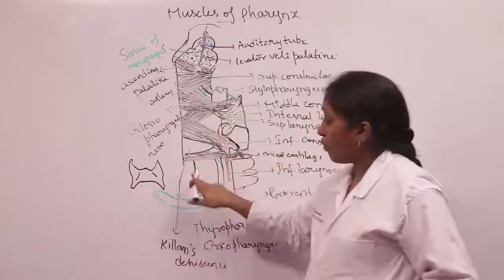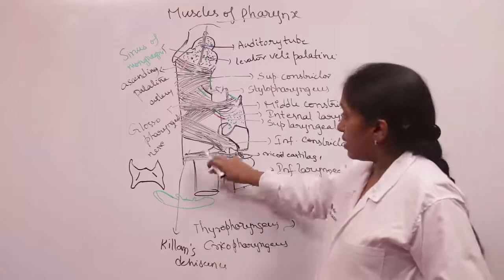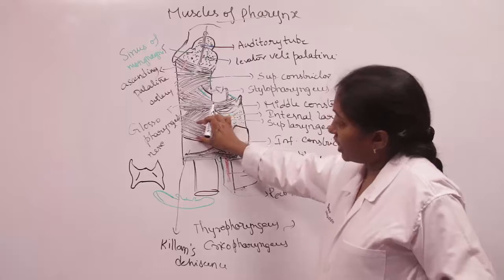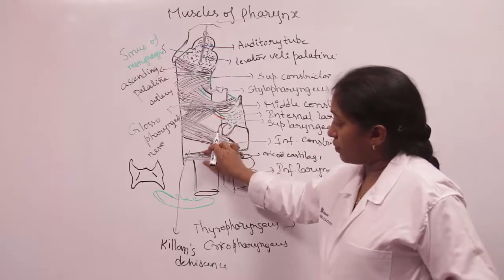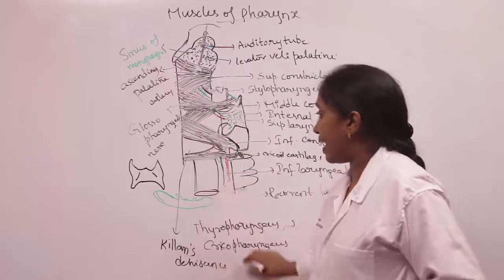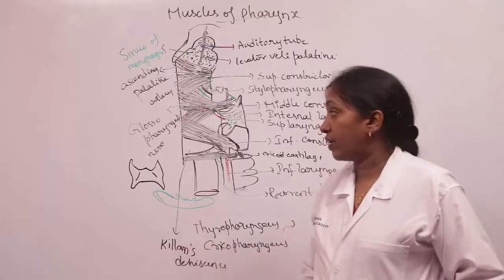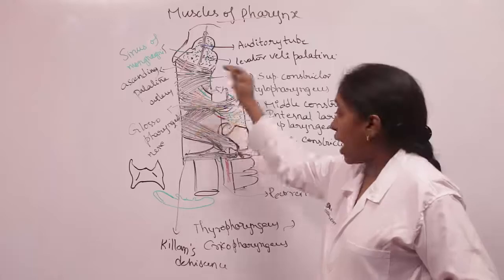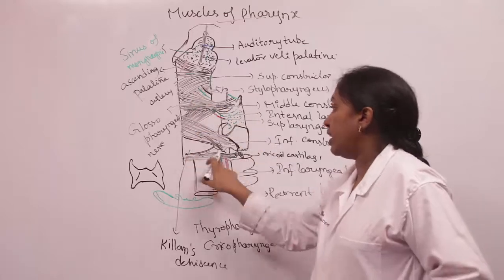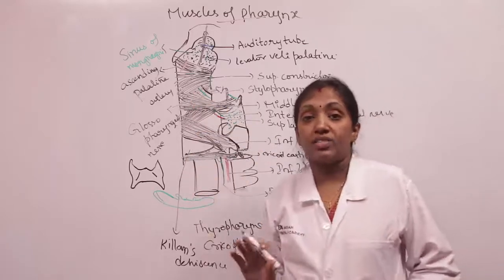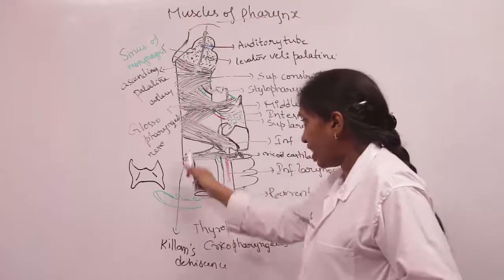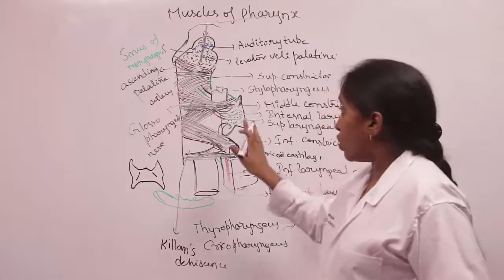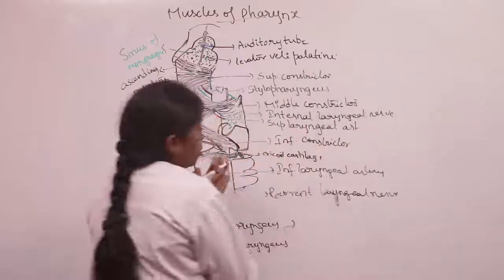This is the weak part of the pharynx, present between the thyropharyngeus part and the cricopharyngeal part. This is called Killen's dehiscence. Above the Killen's dehiscence, all three constrictors are present, and below the Killen's dehiscence, only the cricopharyngeal part of the inferior constrictor is present. So that's about the constrictor muscles of the pharynx.